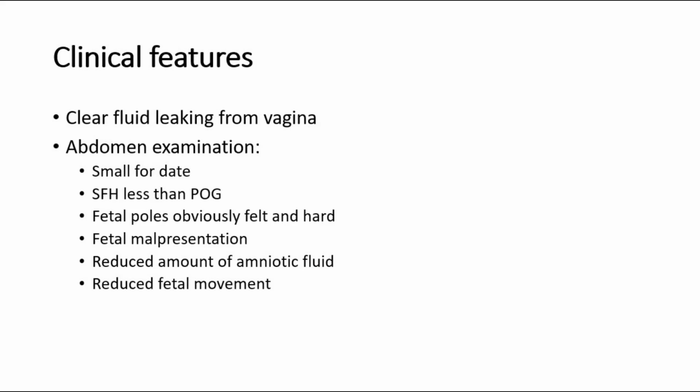So the clinical features on history taking, the patient might complain of leaking of clear fluid from the vagina, where there is maybe rupture of membrane causing leaking liquor. And on abdominal examination, the abdomen is usually small for date, and the symphysis fundal height is less than the period of gestation. Fetal parts are obviously felt and hard due to a reduction in the volume of amniotic fluid, so they are easily felt. There might be fetal malpresentation, and there is significantly reduced amount of amniotic fluid and reduced fetal movement.